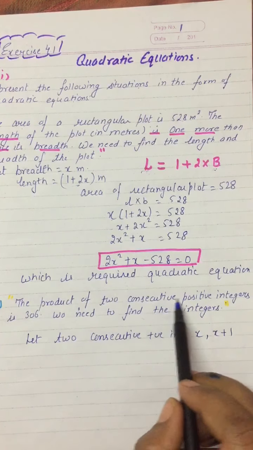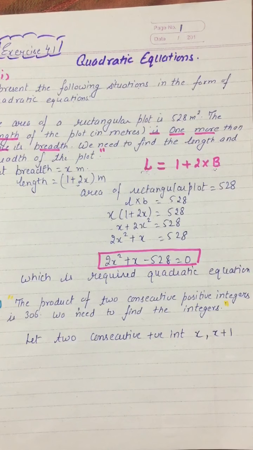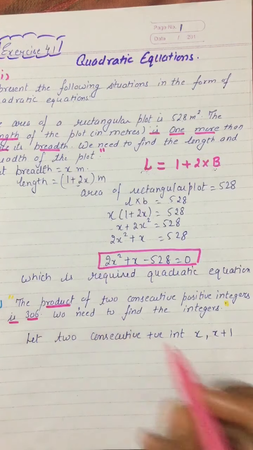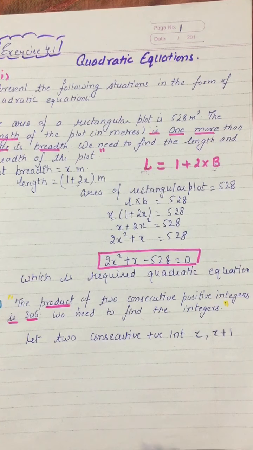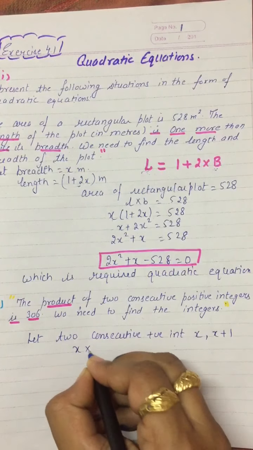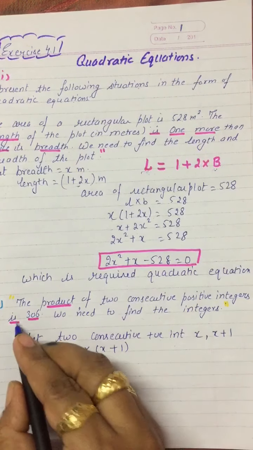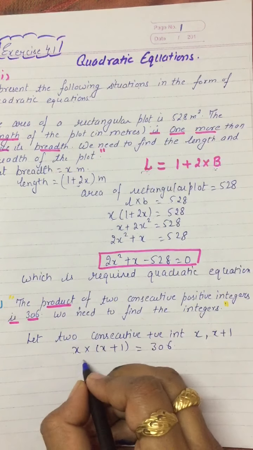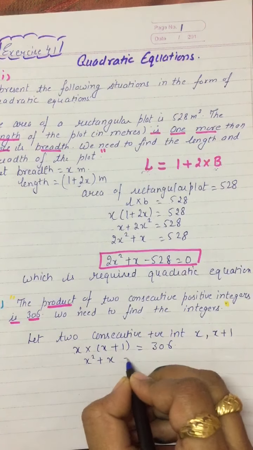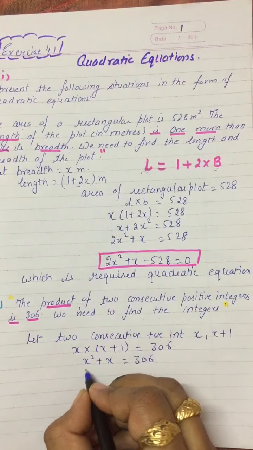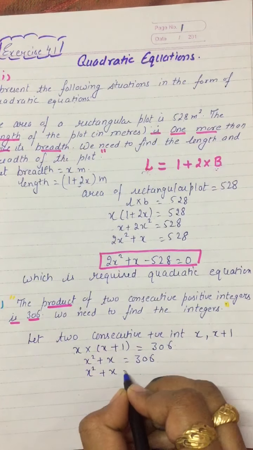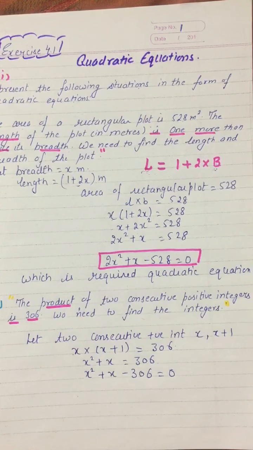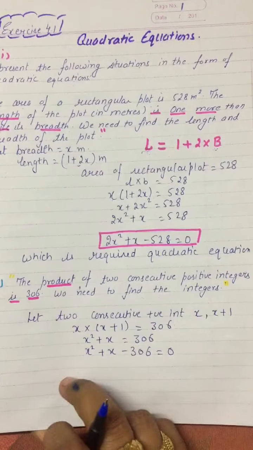The product of two consecutive integers. Now what are they saying? They are focusing on, underline it, product is 306. So what is the product? Product of two integers. Product means x into x plus 1 is equal to 306. Now open it: x into x, x square plus x equals 306. Take the 306 to the other side: x square plus x minus 306 equals 0. So this is the required quadratic equation.